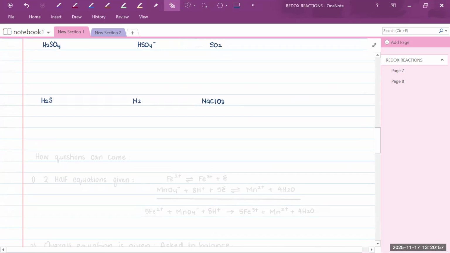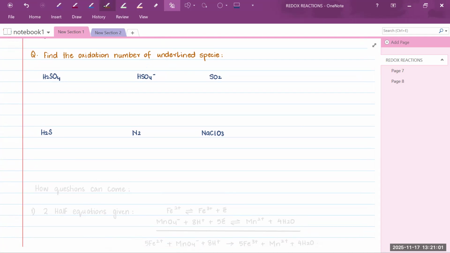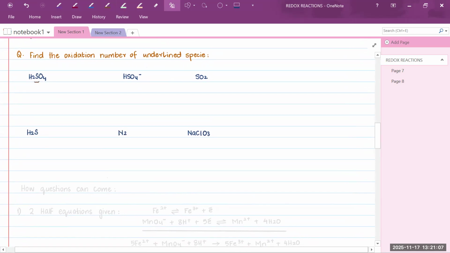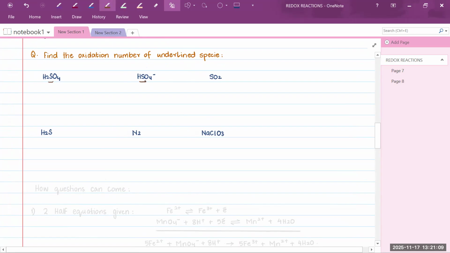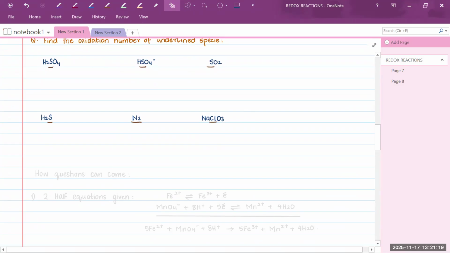So here, let me underline the species. Okay, I have underlined the species. Let us start with H2SO4. It is the easiest example. We start with the easiest one.